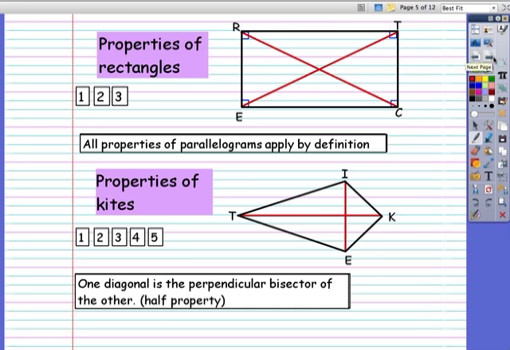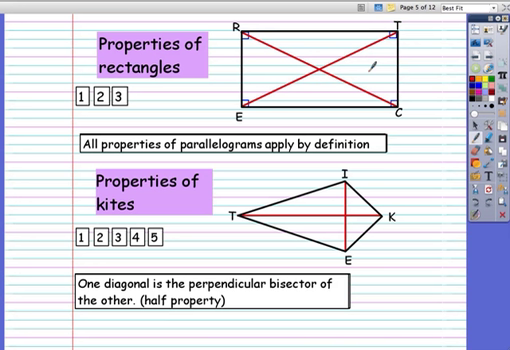Now let's take a look at a special parallelogram, which is the rectangle. For an object to be a rectangle, all 5 of those previous properties of parallelograms have to be true. I have to have opposite sides that are parallel. I have to have opposite sides that are congruent. I have to have opposite angles congruent. Consecutive angles are supplementary, and my diagonals bisect each other.